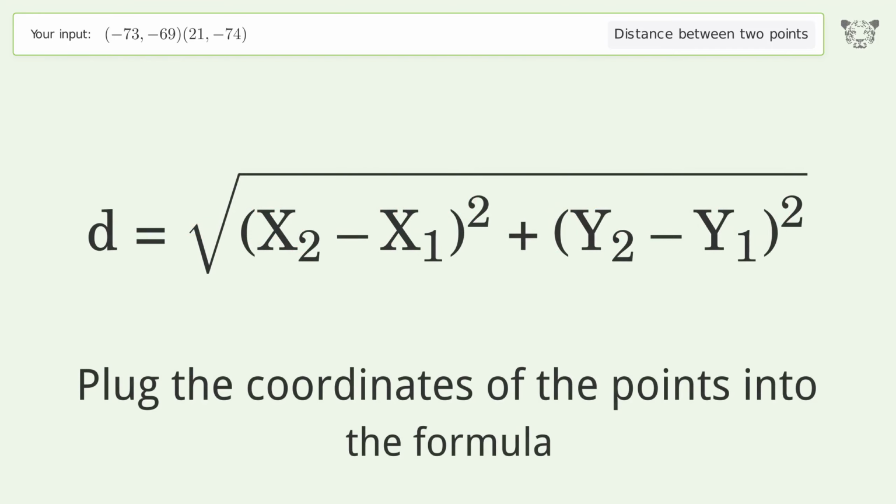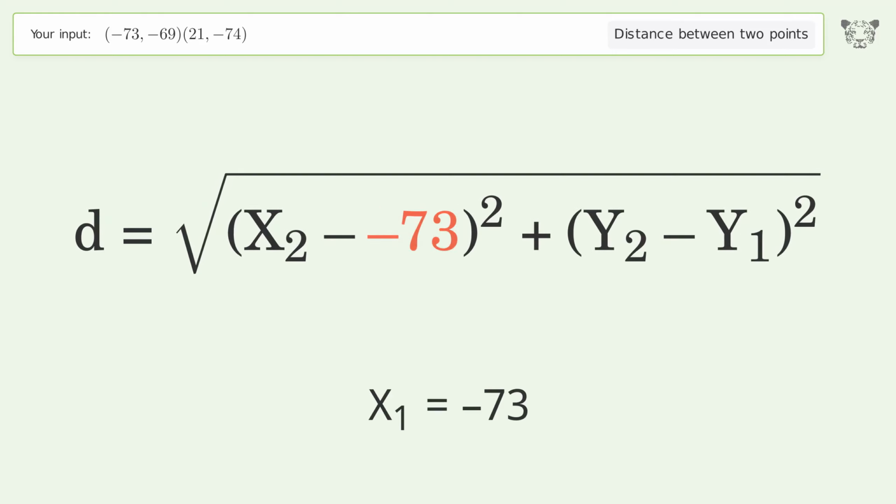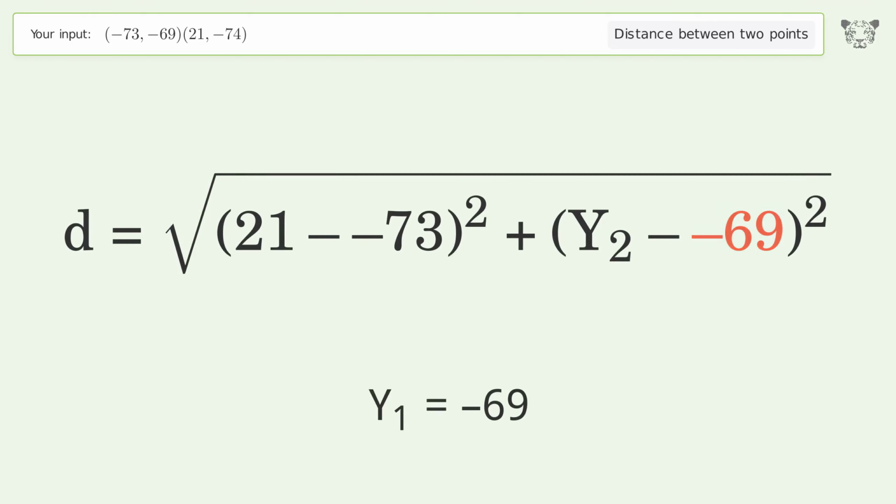Plug the coordinates of the points into the formula. x1 equals -73. x2 equals 21. y1 equals -69. y2 equals -74.